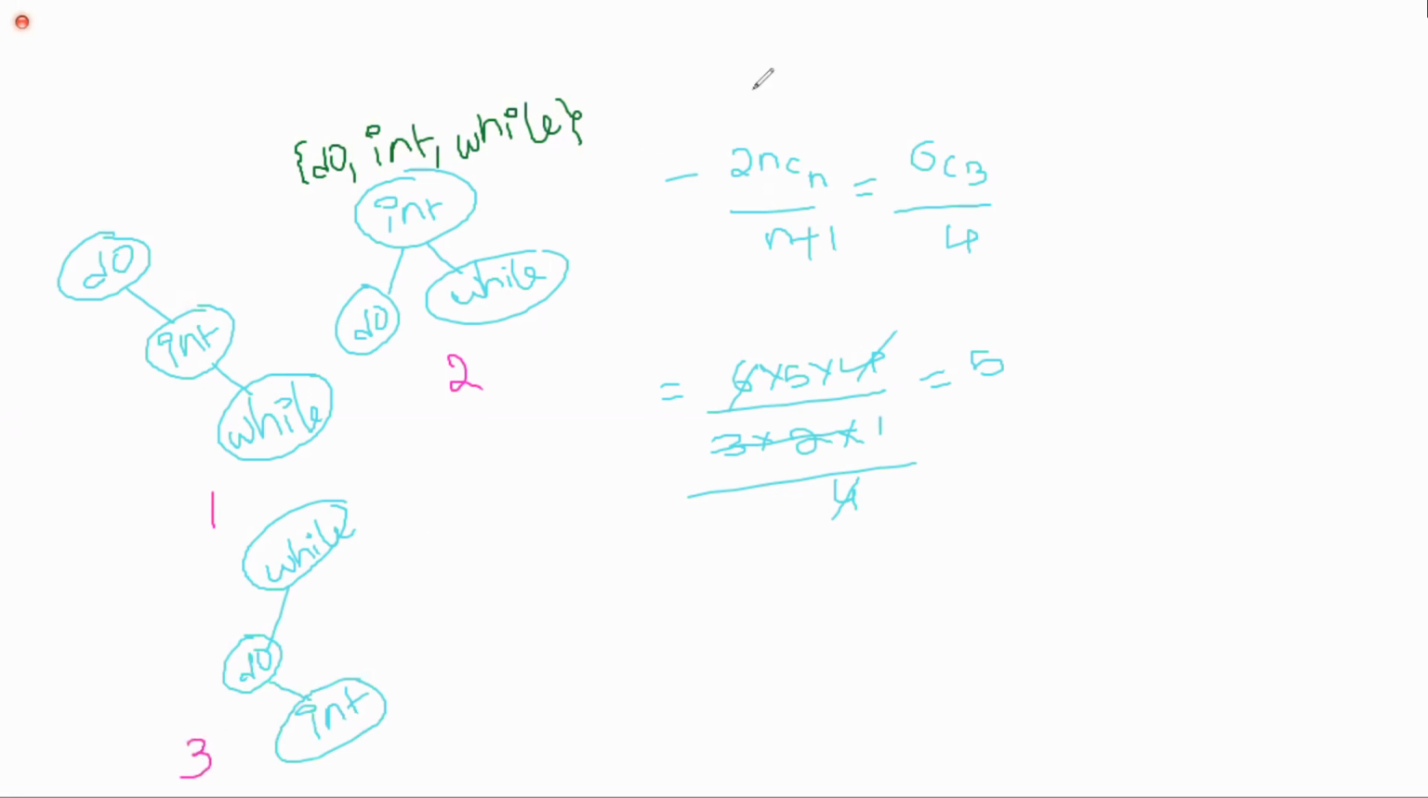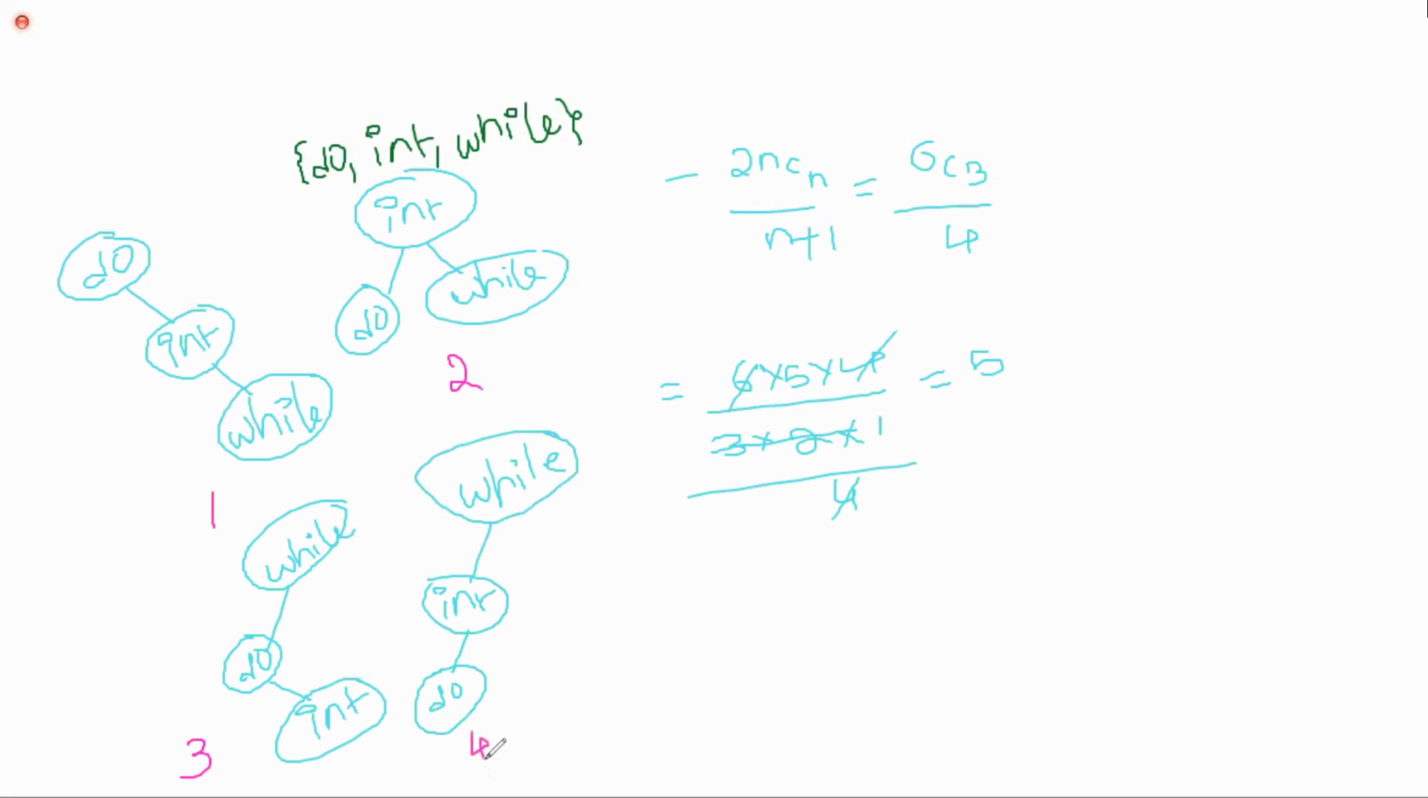Still we have to construct 2 more trees. What are they? What are the possible ways now? If I consider while as my root node and I take int here, do will be on the left side. This is the next possible tree.